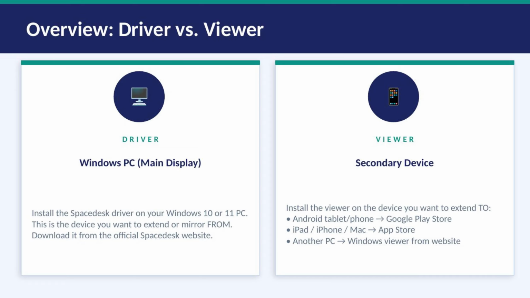Step 2. Download the Spacedesk viewer. On your secondary devices, download the Spacedesk viewer from the appropriate app store. Android devices, Google Play Store. iOS devices, iPhone, iPad, Apple App Store. Mac computers, available from the website. Amazon Fire Tablets, Amazon App Store.